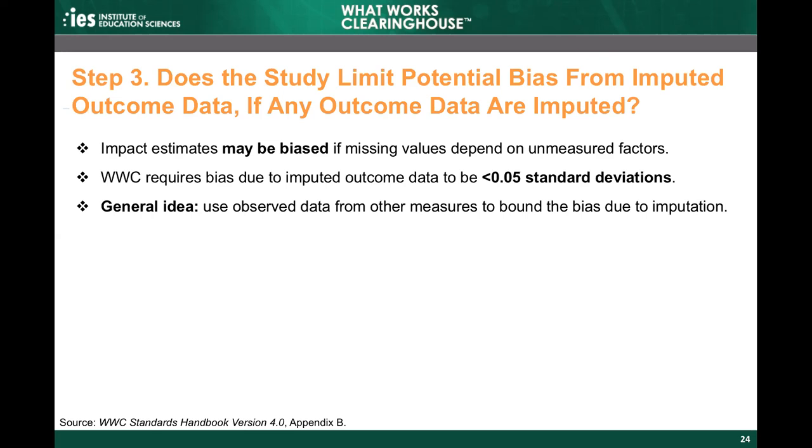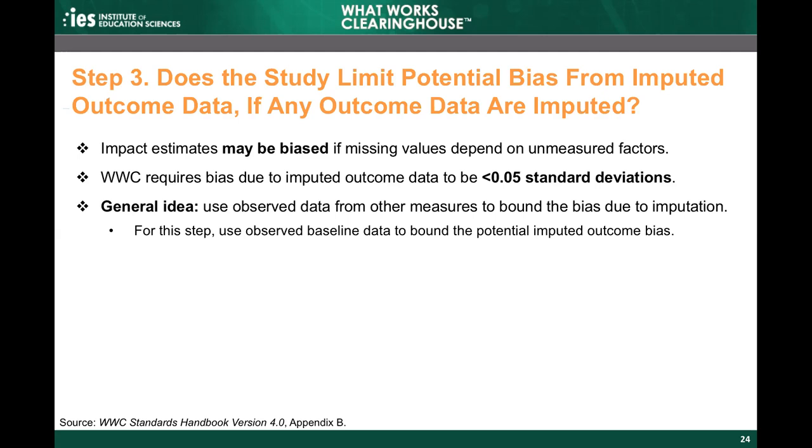Now, there's obviously a challenge here, right? We want to know the bias due to imputed outcome data, but the reason that it's imputed is because the values were not directly observed. So what do we do in that case to assess potential bias? Well, the general approach is to use observed data from other measures to bound the bias due to imputation. So for this specific step, we're actually going to use the observed baseline data to bound the potential imputed outcome bias. For a later step, we'll use the observed outcome data to bound the potential baseline difference. But the idea is the same.